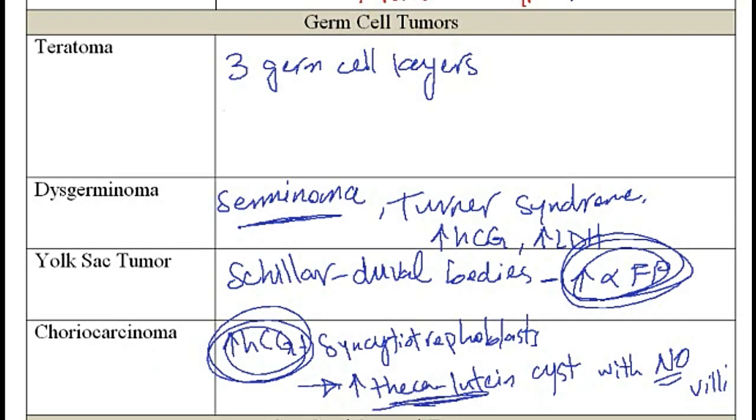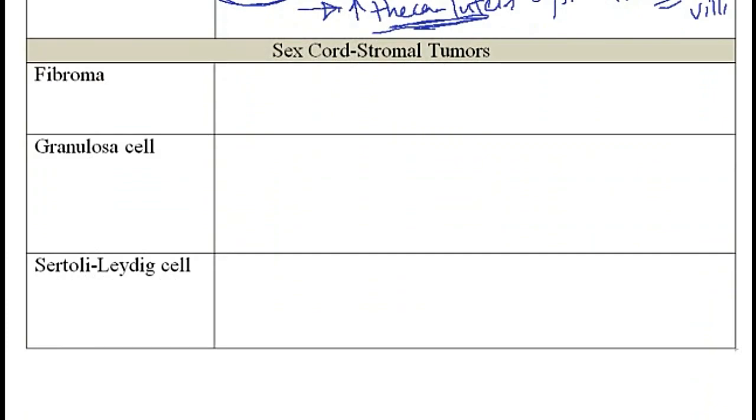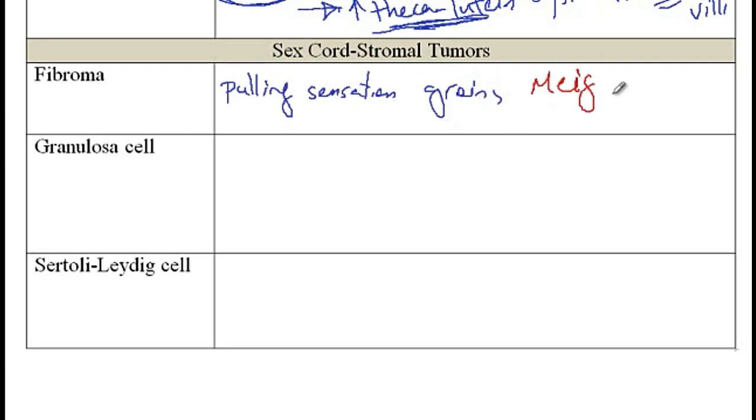The next form of ovarian tumor is the fibroma, which usually presents with spindle-shaped fibroblasts that cause a pulling sensation on the groin. And then there is a syndrome called Meigs syndrome, which is associated with the formation of the fibroma, ascites, and pleural effusions.